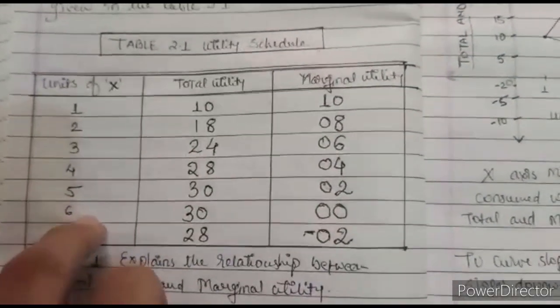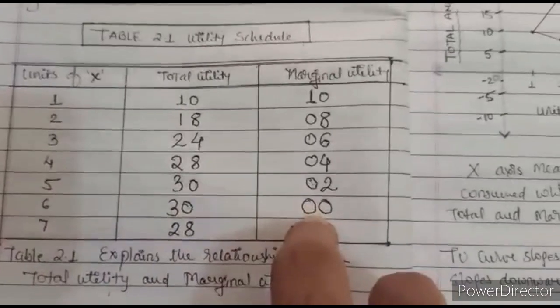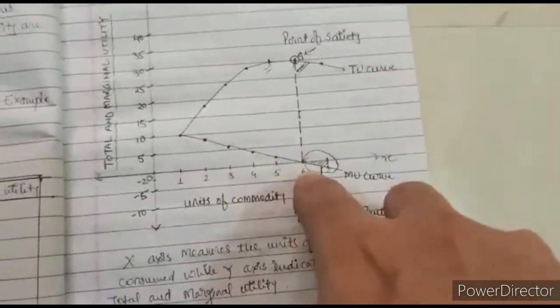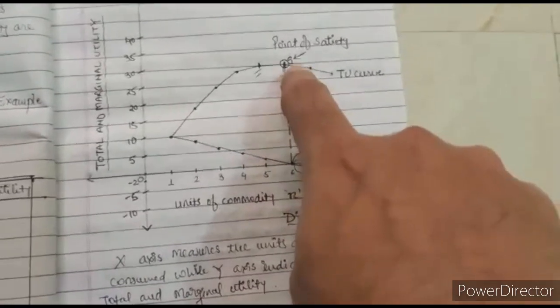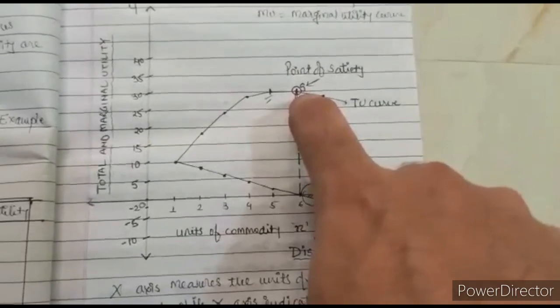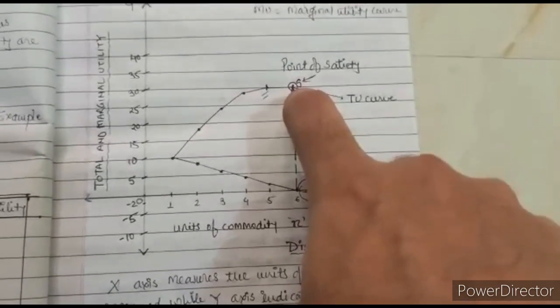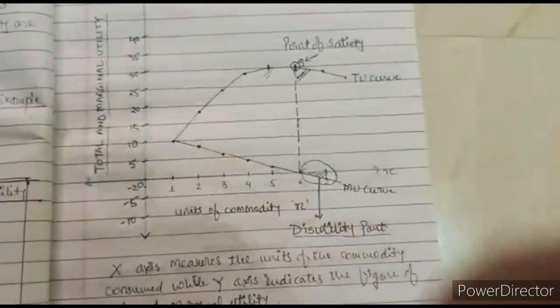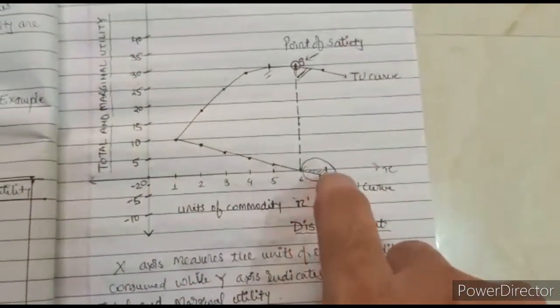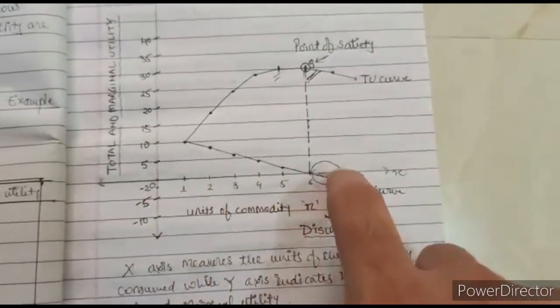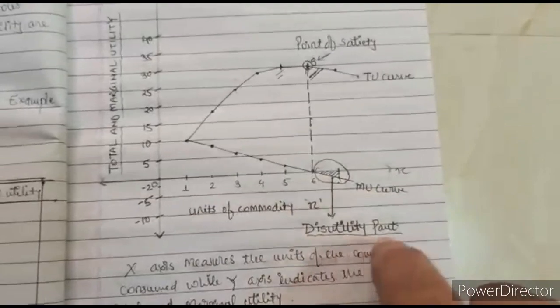Here, when the consumer consumes the 6th mango, marginal utility is 0. That means he got full satisfaction. The same way here, when he eats the 6th mango, he reaches the point of satiety. Satiety means full satisfaction, understand? Here the consumer gets full satisfaction. Now when he eats the 7th mango, disutility can be seen. What is disutility? This minus portion, 0 minus 2.